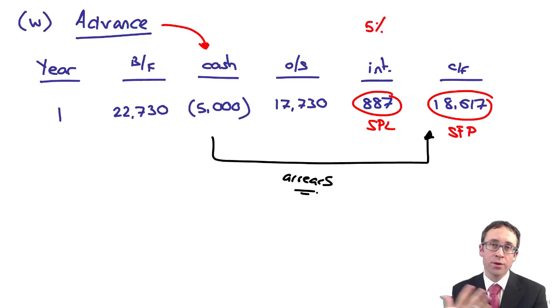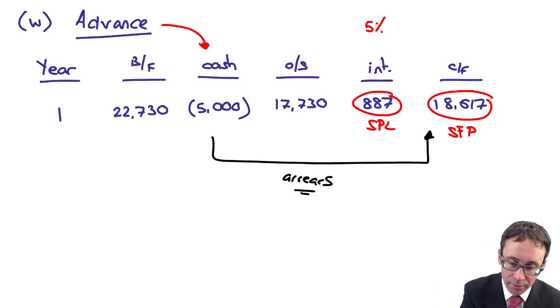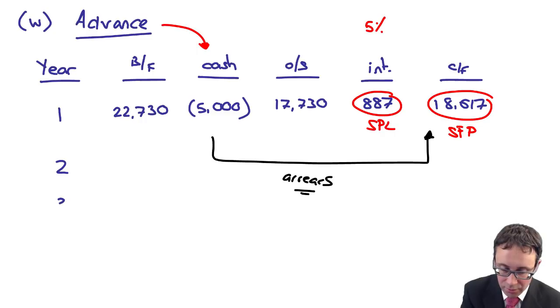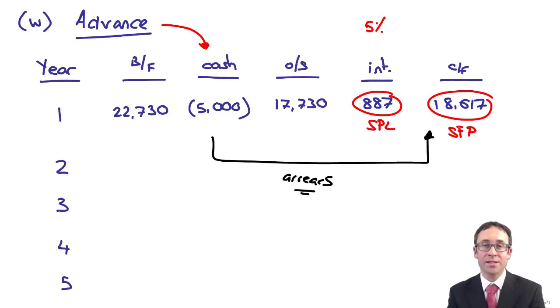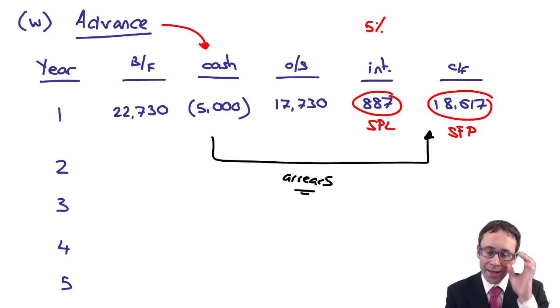What I'd like you to do in your own time is work through that table using the answer in the back to check that you're right, to take it to year 2, to take it to year 3, to take it to year 4, and then to take it to year 5. You should find at the end of year 5 that there is no outstanding liability and that everything has been paid off. So a reasonably straightforward example.